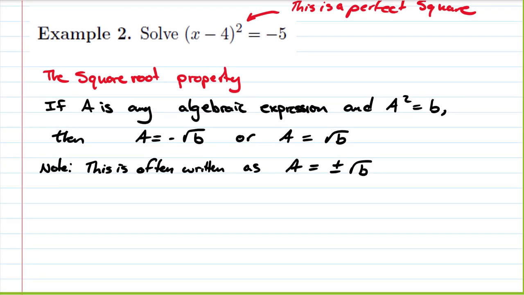Well, we have a perfect square up here. So if we look, our A in this case is going to be x minus 4. So we have something in exactly the form A squared is equal to b. So then our solutions are A equals the negative square root of b, and our b is going to be negative 5, and A equals the positive square root of b.